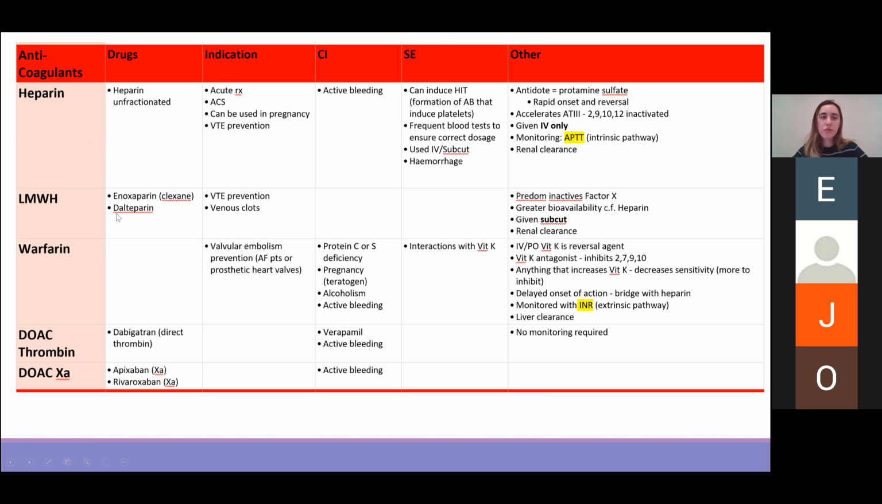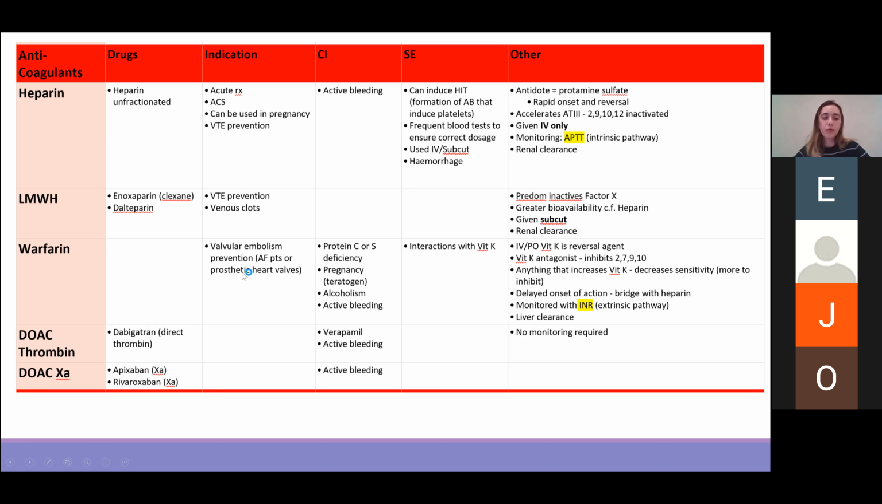In terms of the monitoring, I've got it again here, and I've also got that you give heparin IV as well, and the antidote, which is protamine. In terms of use, your heparins are really good for an acute treatment, particularly if someone has a heart attack, or a PE, as I was mentioning, you'll give them a heparin. Obviously contraindicated if they're actively bleeding.